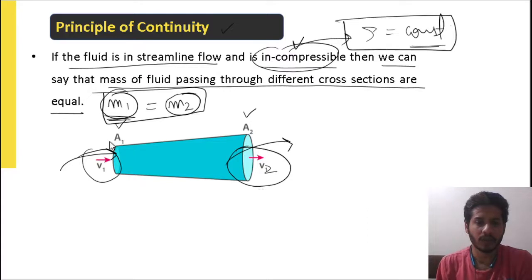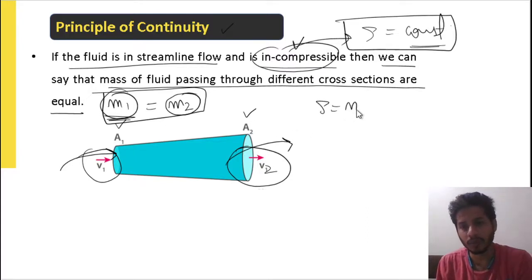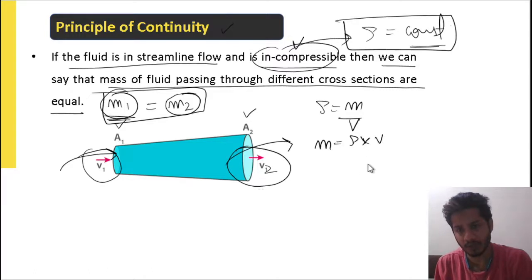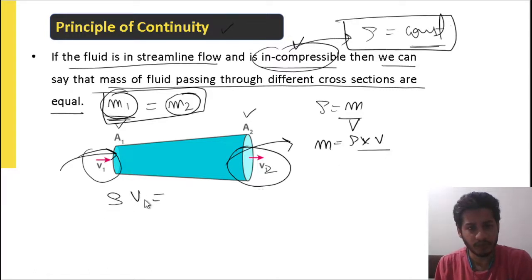Then what is the mass flow rate? Since we know density is equal to mass upon volume, then mass is equal to density into volume. All right. So we can write density rho 1 into volume V1 at this section will be equal to density rho 2 into V2 at this section. Here V is not velocity, it is the volume flow rate.